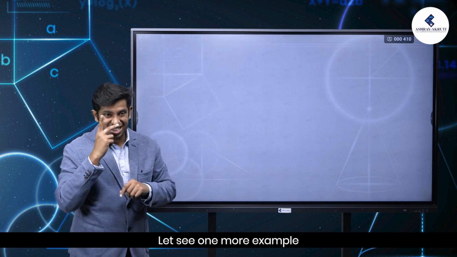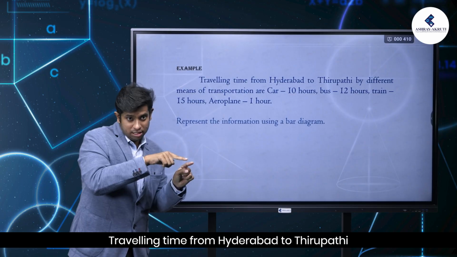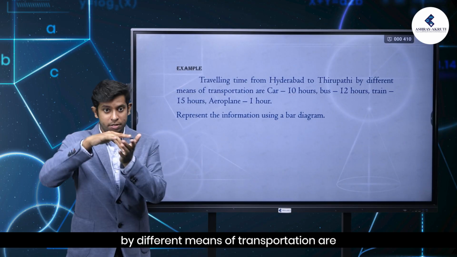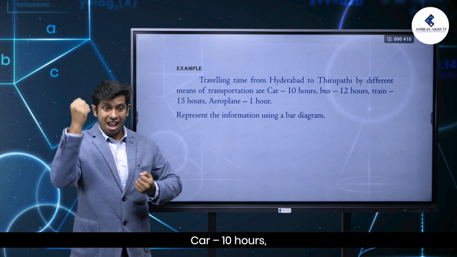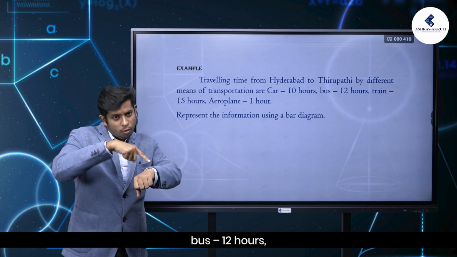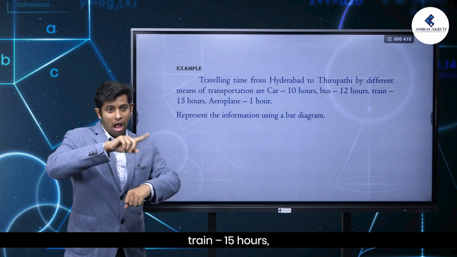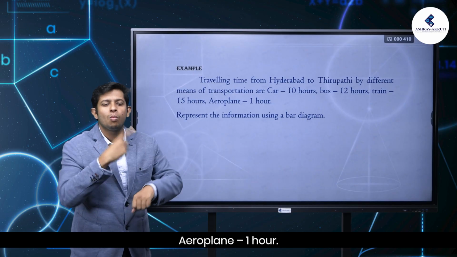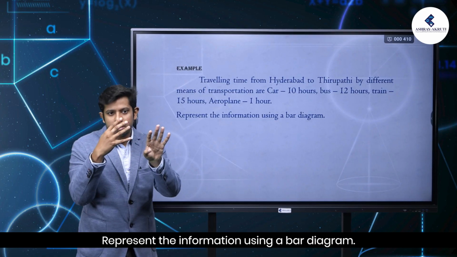Let's see one more example. Travelling time from Hyderabad to Tirupati by different means of transportation are: car 10 hours, bus 12 hours, train 15 hours, aeroplane 1 hour. Represent the information using a bar diagram.